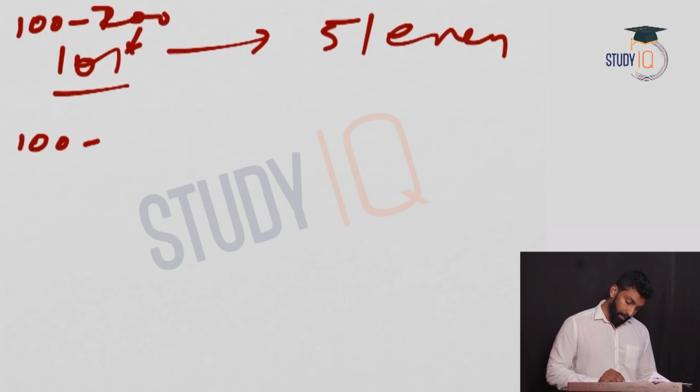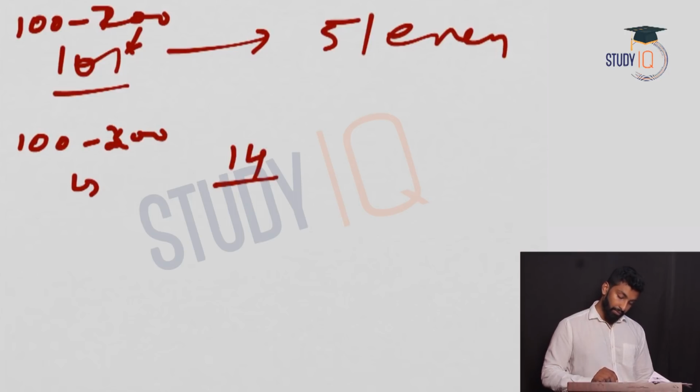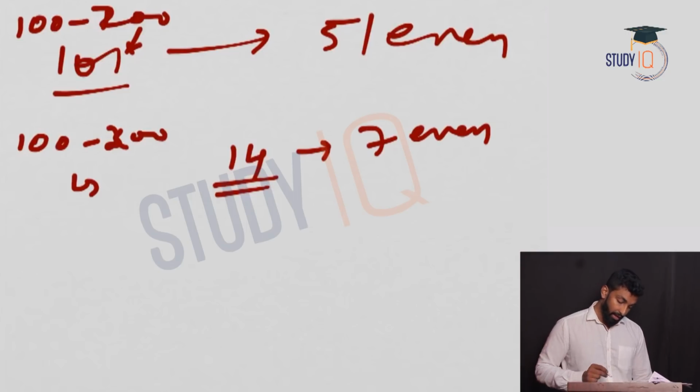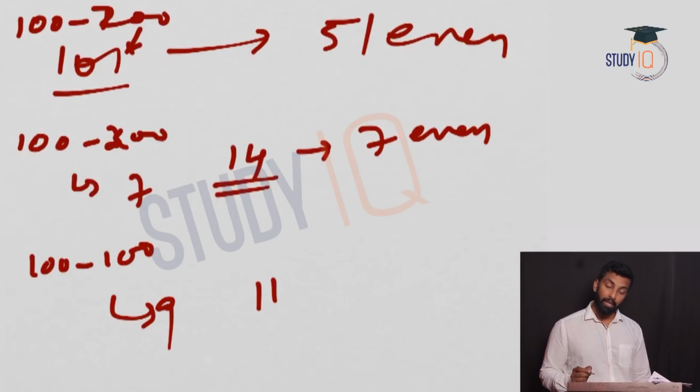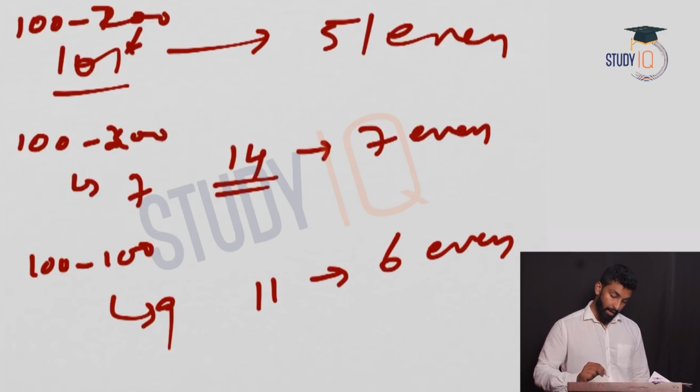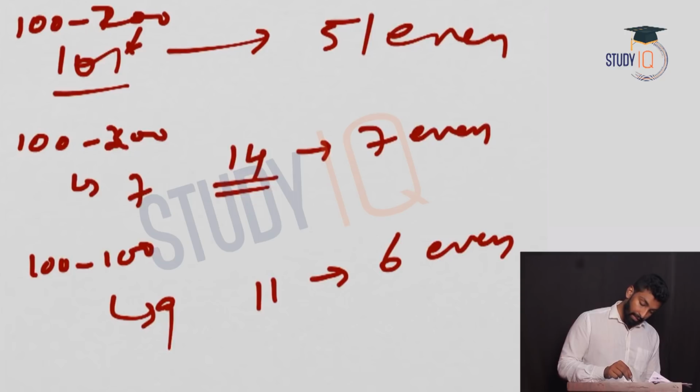Now between 100 to 200, how many multiples of 7 are there? 14 multiples of 7 are there, and out of that, 7 are even. Now between 100 to 200, how many multiples of 9 are there? 11 multiples of 9 are there, and out of that, 6 are even. So now it's clear.